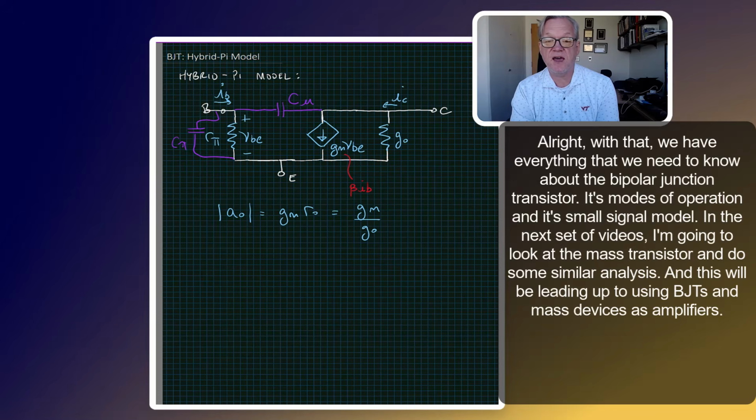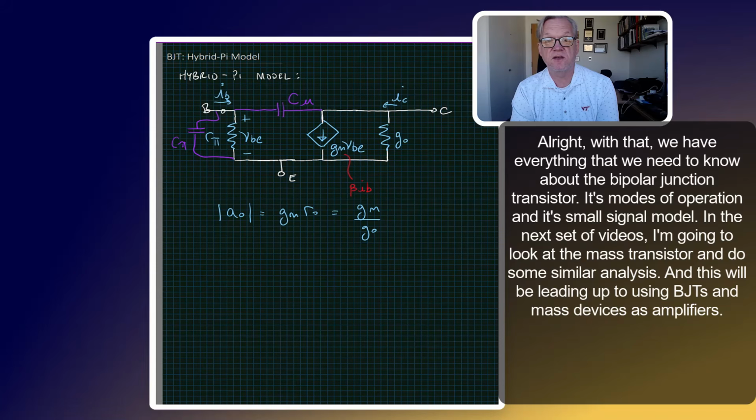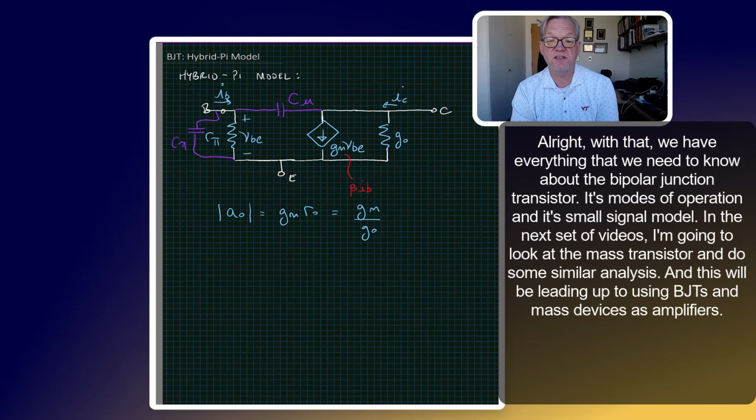All right, with that, we have everything that we need to know about the bipolar junction transistor, its modes of operation, and its small signal model. In the next set of videos, I'm going to look at the MOS transistor and do some similar analysis, and this will be leading up to using BJTs and MOS devices as amplifiers.